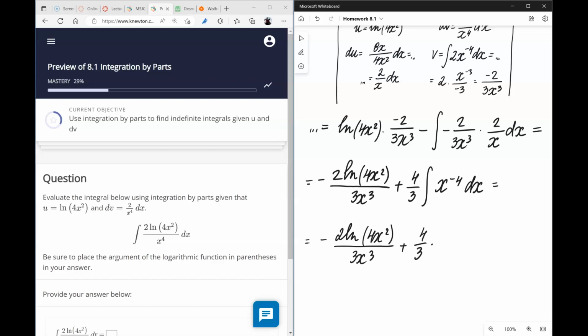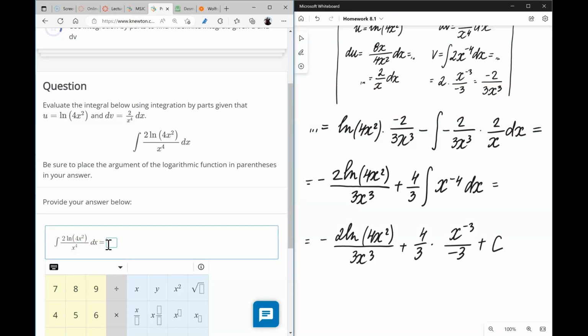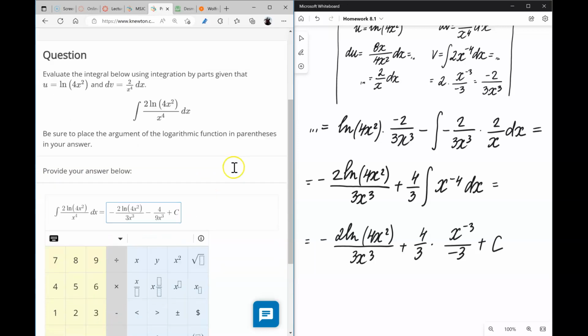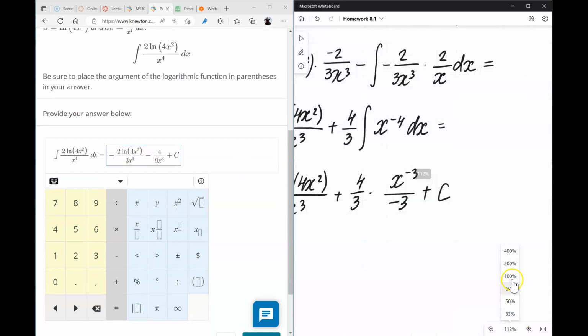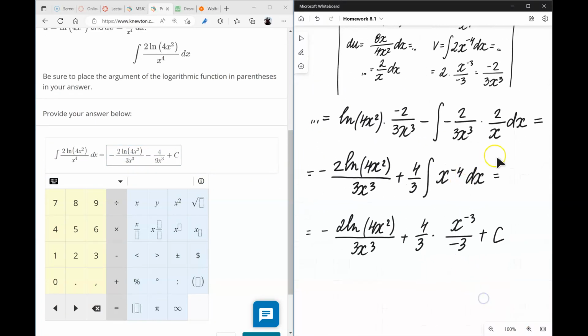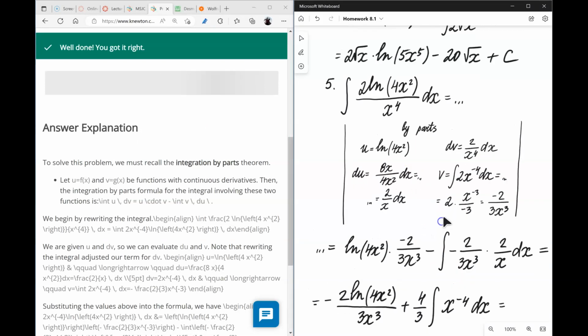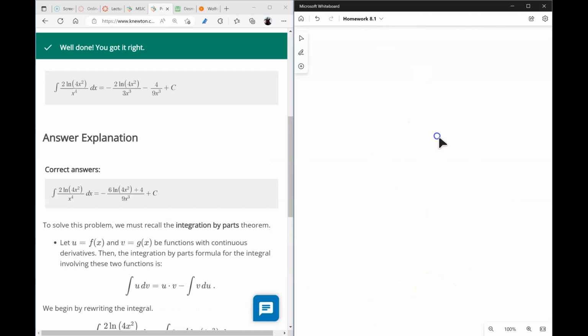So the answer is plus 4/3, and here we have x to the -3 over -3 plus c. So let's type the answer. It's going to be -2 ln of 4x to the power 2 divided by 3x cubed minus 4 over 9x to the power 3. Let's check. And it's all good. So this was problem number 5. And we're moving on to number 6.